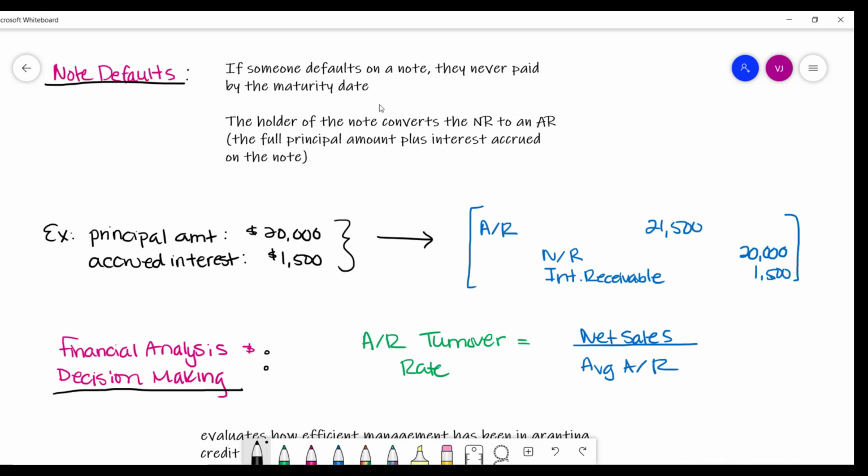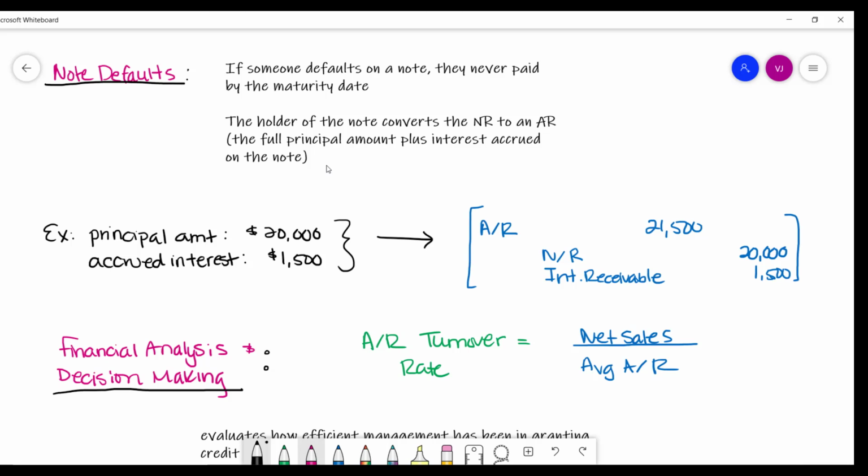What happens in that case? So if someone defaults on a note, that means that once the maturity date of the note comes around, they never ended up paying. So when that happens, the company will then just convert the note receivable to an accounts receivable. But the amount that they move to accounts receivable will be the full amount, the principal amount of the note, plus any interest that has accrued on the note that the customer owes.